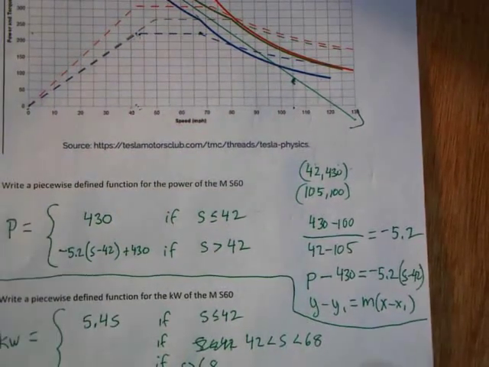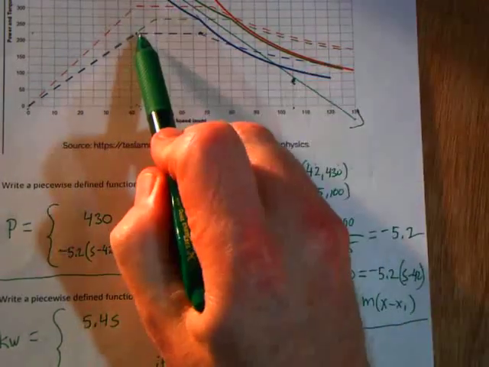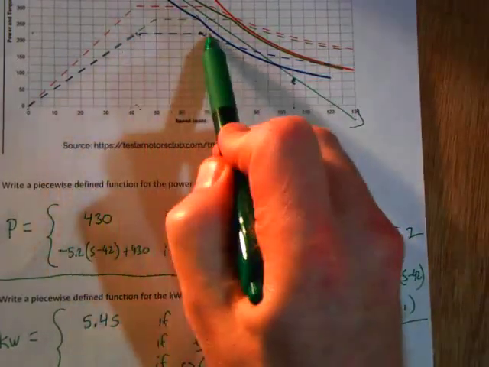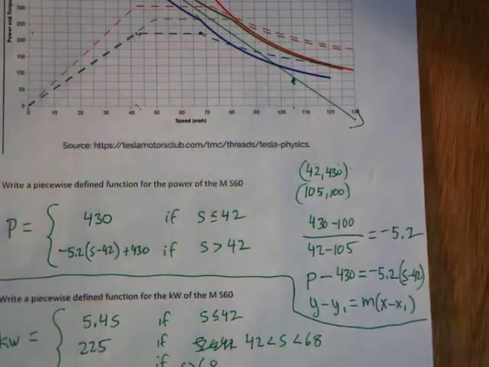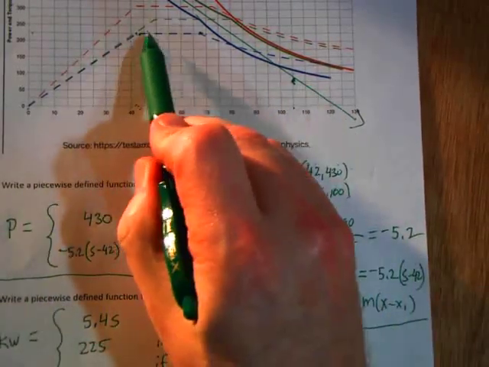Second one's the easy one, because the second one is just constant, not changing at all. So that's just 225. In the middle here, it's always 225.